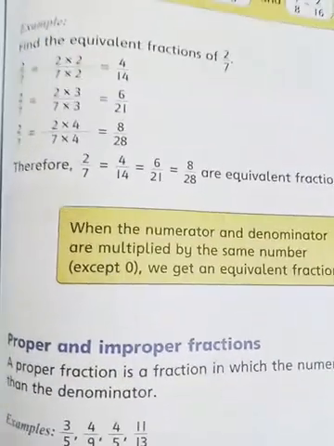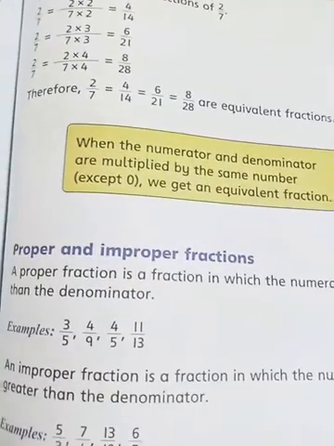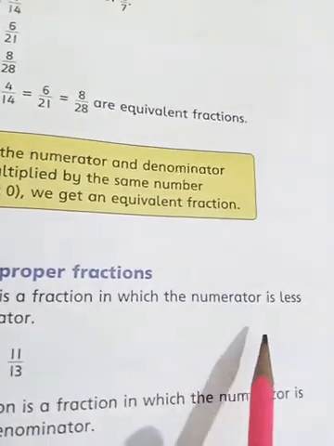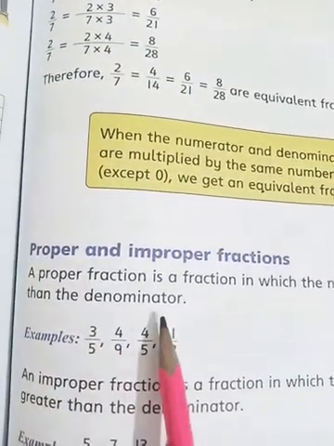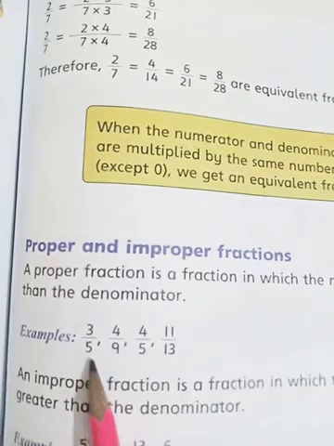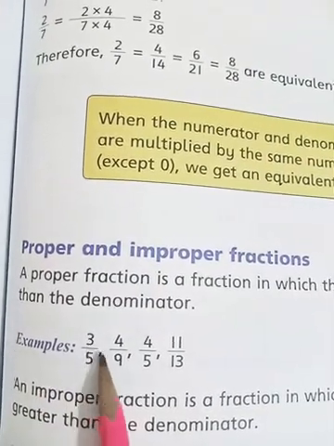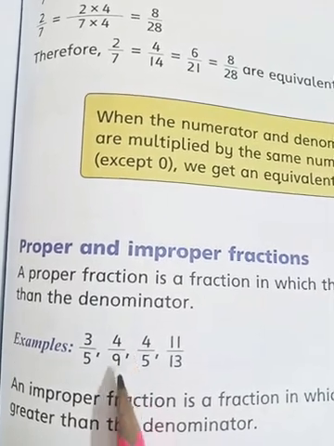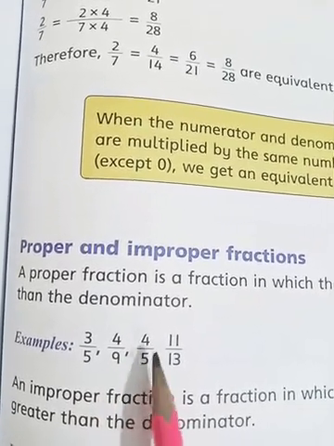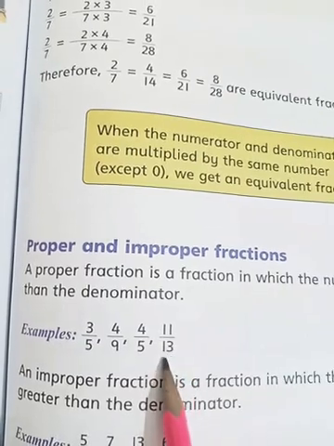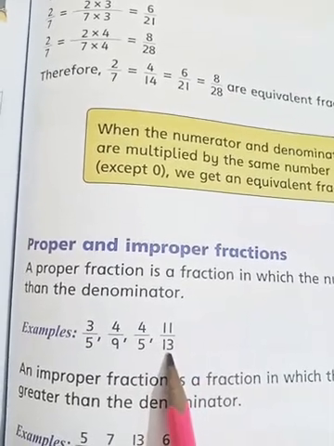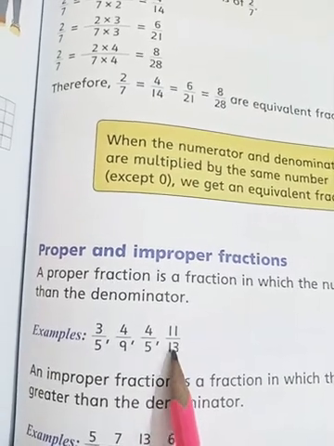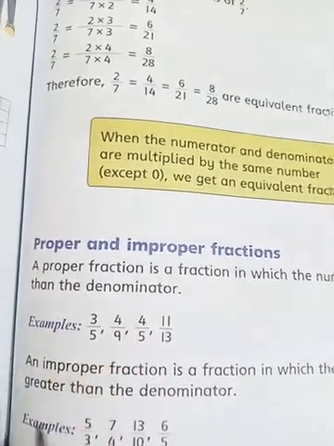Alright, now the second type is proper and improper fractions. A proper fraction is a fraction in which the numerator is less than the denominator. Examples: 3 upon 5. So 3 is less than 5. 4 upon 9. Here 4 is less than 9. 4 upon 5. 4 is less than 5. 11 upon 13. 11 is less than 13. So when the numerator is less than the denominator, the fraction is known as proper fraction.